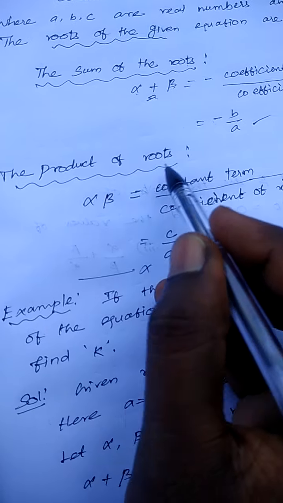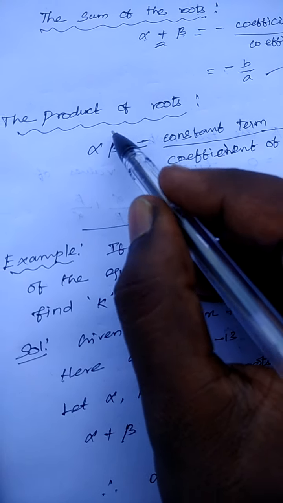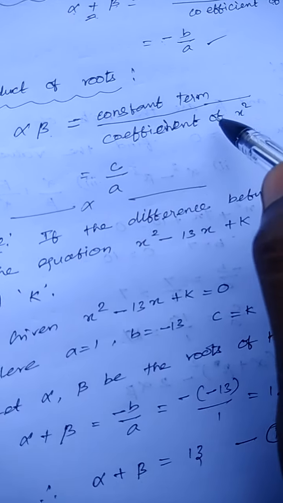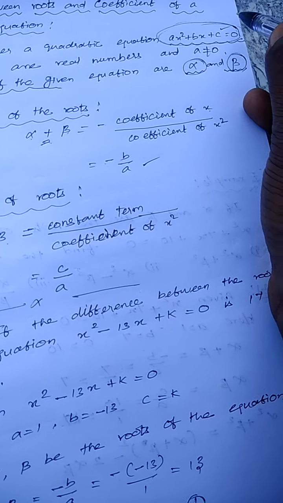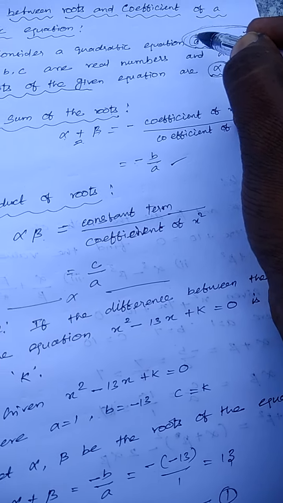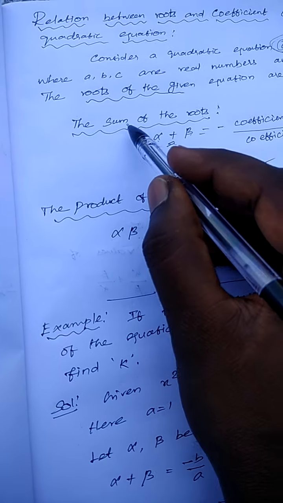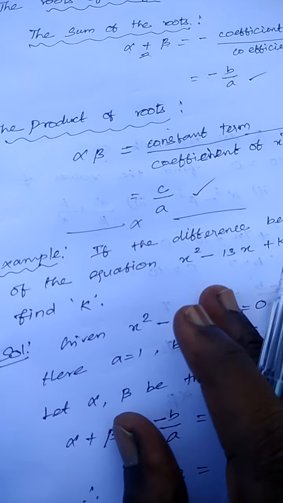Then the product of the roots, alpha into beta, is equal to the constant term by the coefficient of x squared. The constant term is c and the coefficient of x squared is a, so c by a. So we use these two formulas, the sum of the roots and the product of the roots.